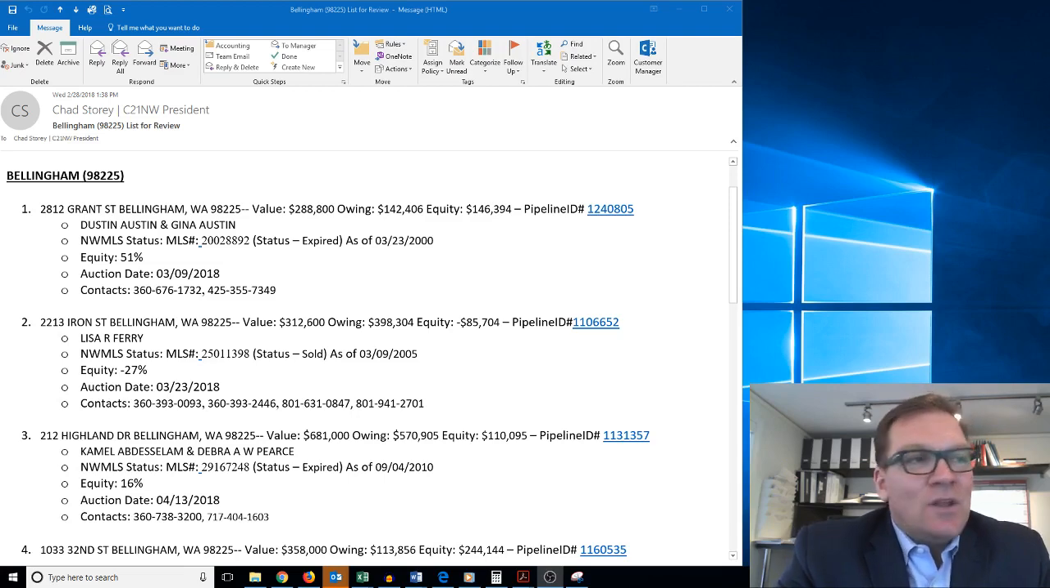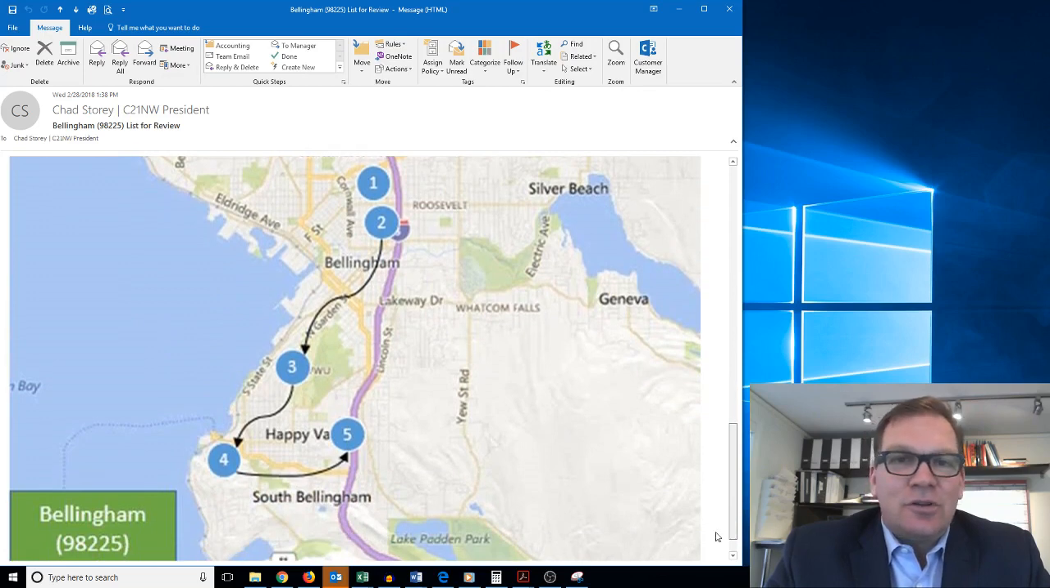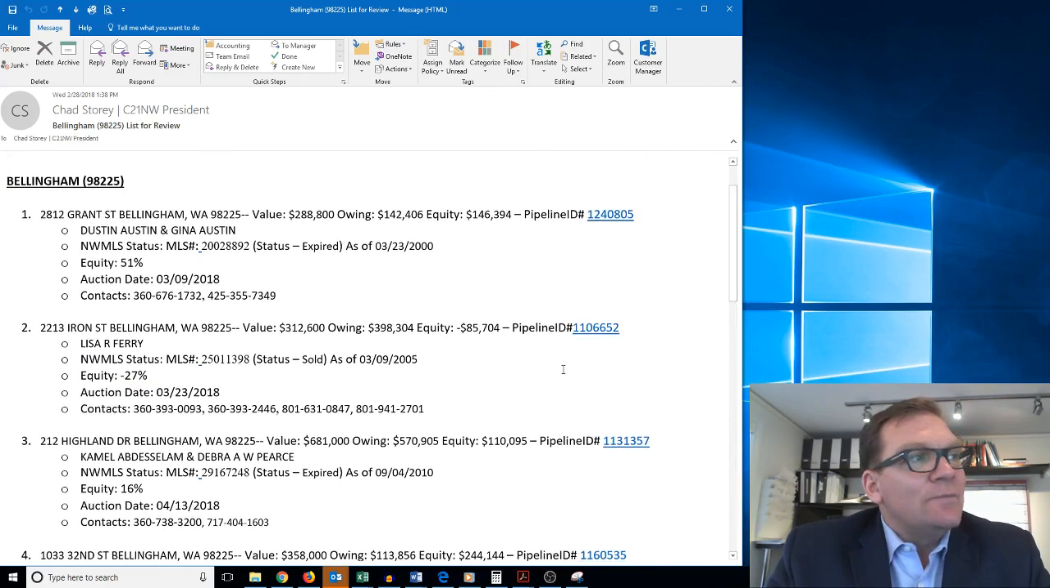Now in this case, we are looking at Bellingham, Washington, which happens to have five current pre-foreclosures in the zip code of 98225. Now there are many other zip codes in Bellingham, but in this particular zip code, there's only five. So the first one is on Grant Street, and it's Dustin and Gina's house, and they're in a tough spot. So our job is to help Dustin and Gina to be able to sell their property before the foreclosure auction happens. Now in this specific case, their property is worth about $288,000, and they're currently owing about half of that. So they have 50% equity, all right?